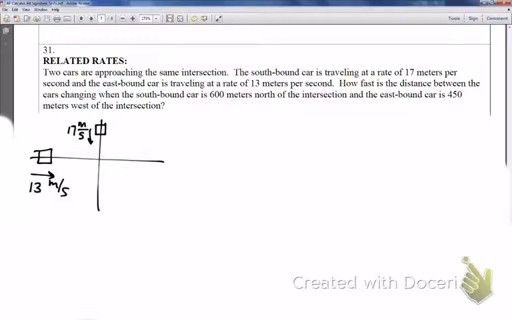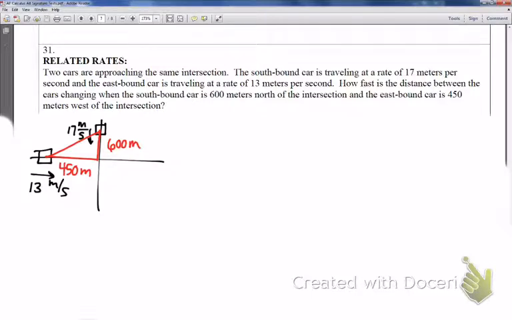It says, how fast is the distance between the cars changing when the southbound car is 600 meters north of the intersection and the eastbound car is 450 meters west of the intersection. So this length here is 600 meters because it's 600 meters north, and this length here is 450 because it's 450 meters west. And the distance between the cars is the hypotenuse. So if you use the Pythagorean Theorem, I'll do this in a calculator really quick.